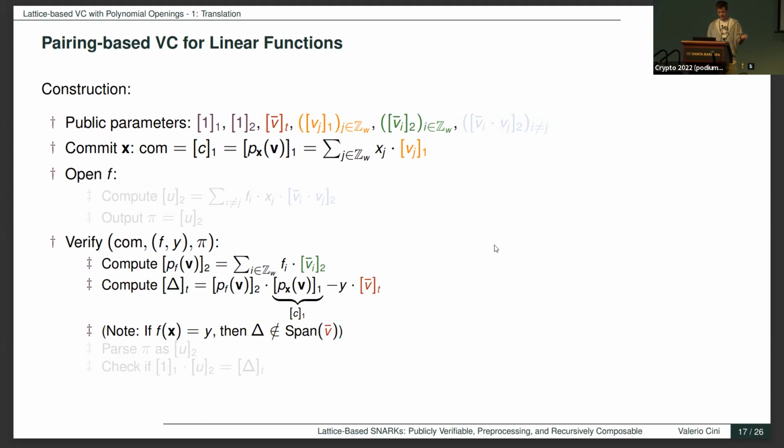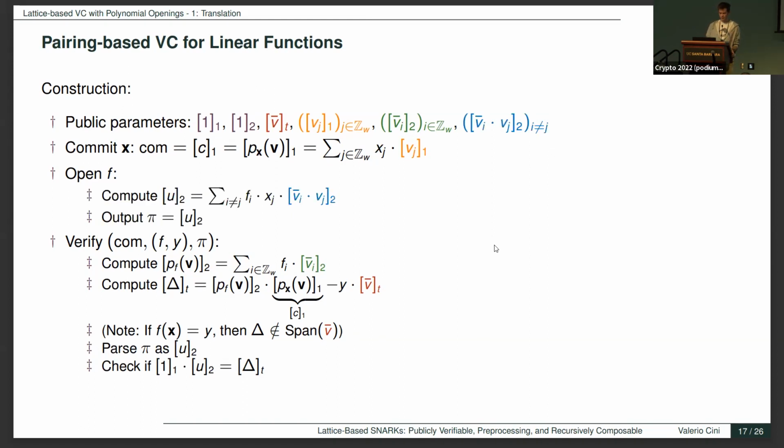And then using the commitment received from the prover, the verifier will compute the pairing between these two encodings and then subtract the claimed image value Y times the target monomial V bar. And if f of x actually equals Y, then the difference should be in the span of V bar. And the verifier should be able to check that using the proof obtained from the prover. So the proof will be exactly what is required for this check to hold. So we need to add also the encoding in group 2 of this cross term in the public parameters.